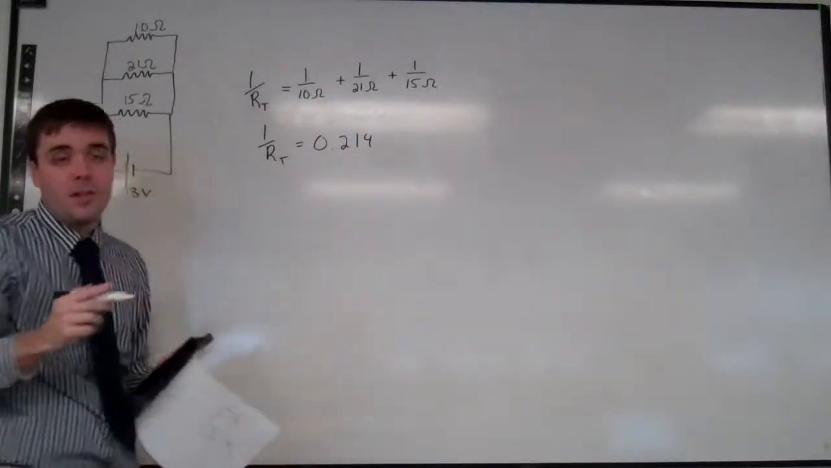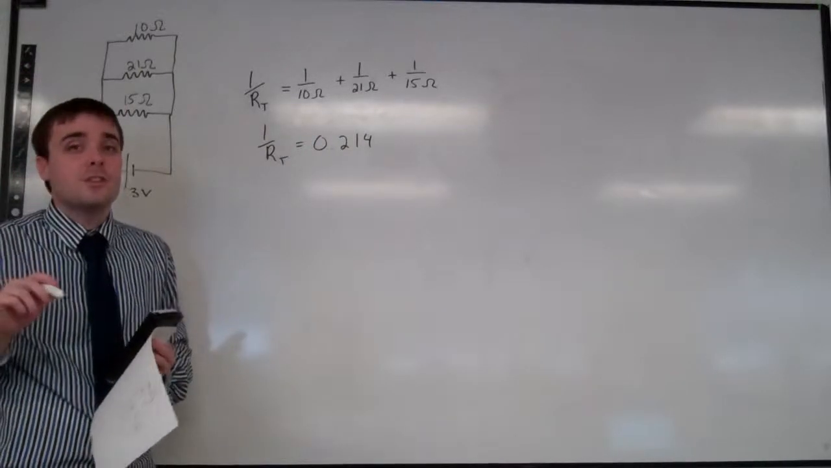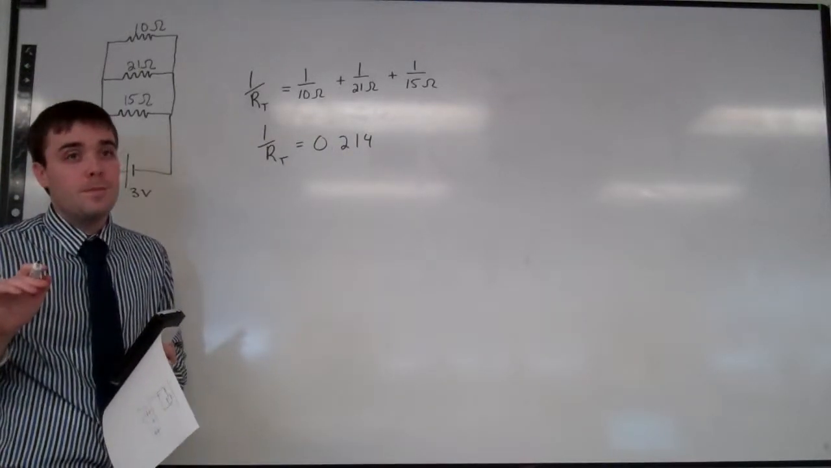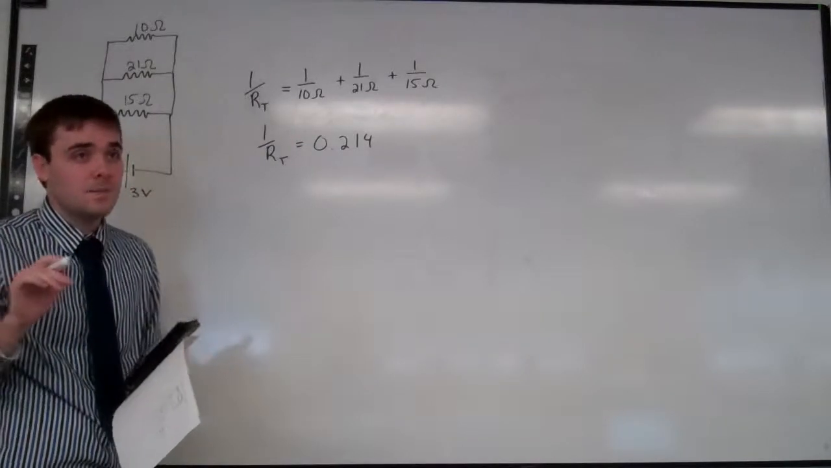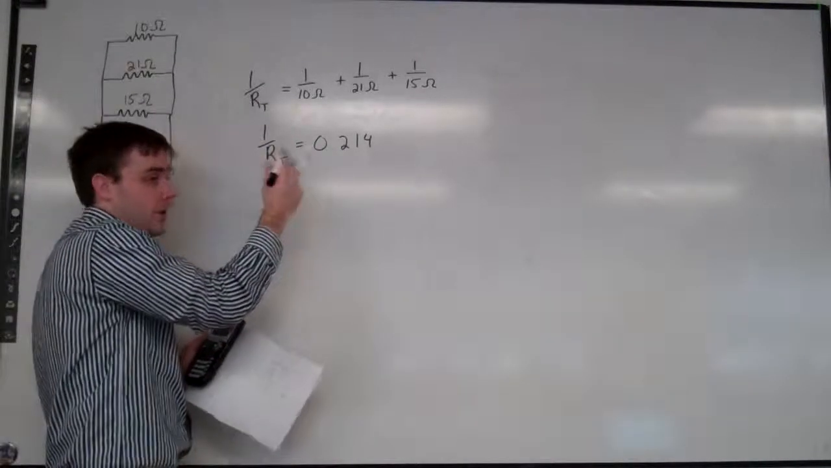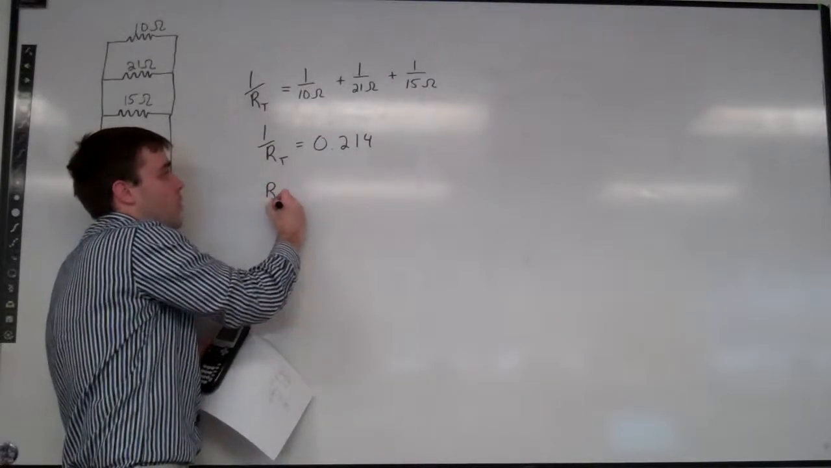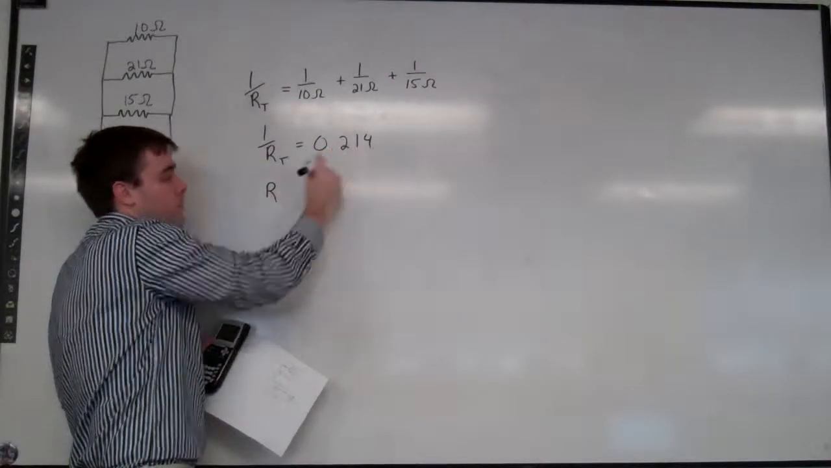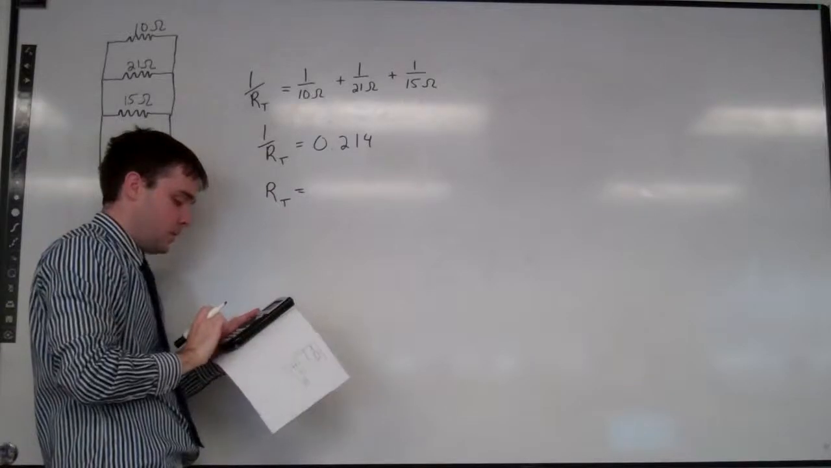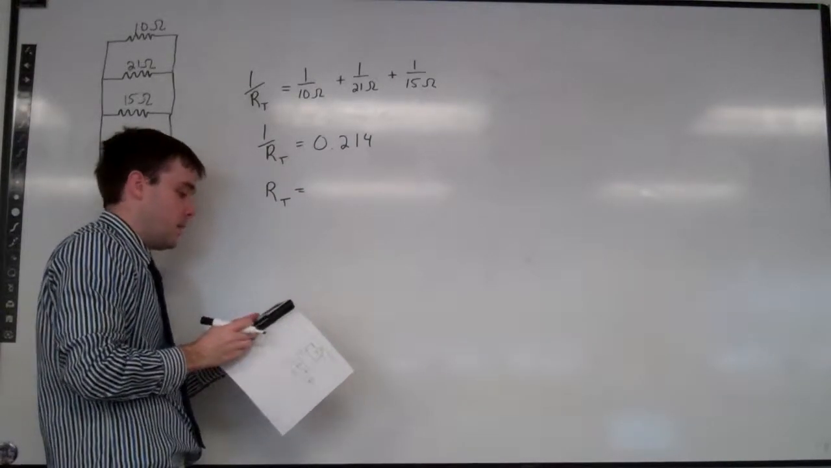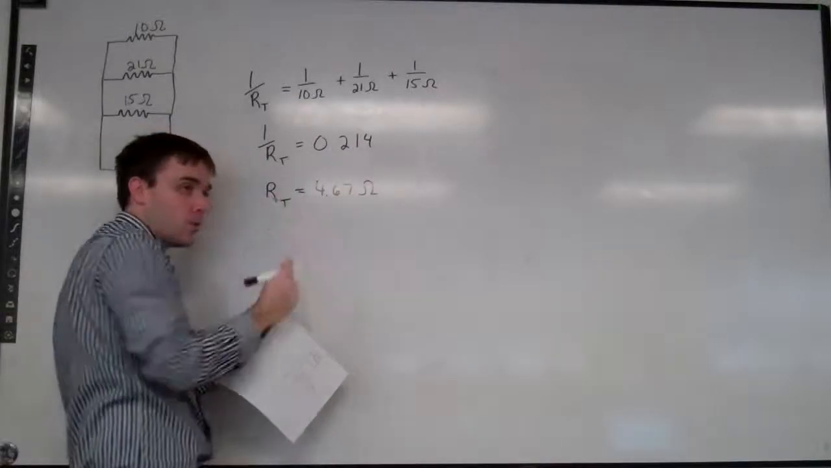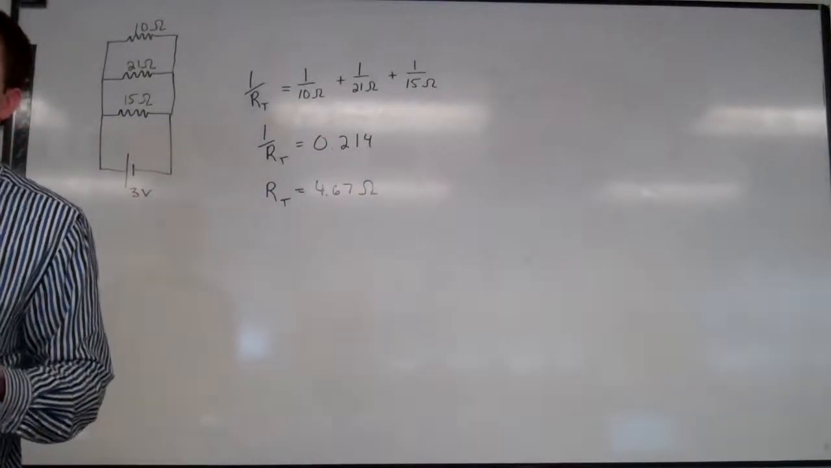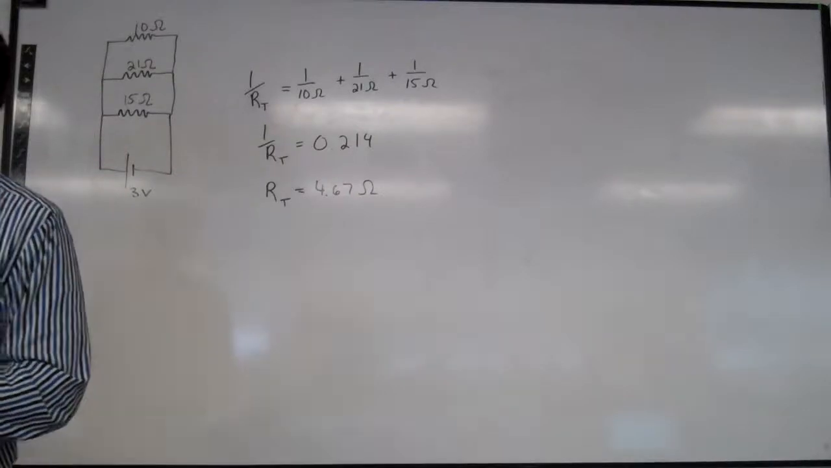Now we have to take the reciprocal of that. If you get a decimal answer, it's possible that it's right, but it probably means you forgot to take the reciprocal of it. So if you get a decimal, you're probably going to do 1 over it. So you're going to do 1 over 0.214 to get RT. 1 divided by that is 4.67 ohms for our total resistance. Does that make sense to everybody? All you do is 1 over that.